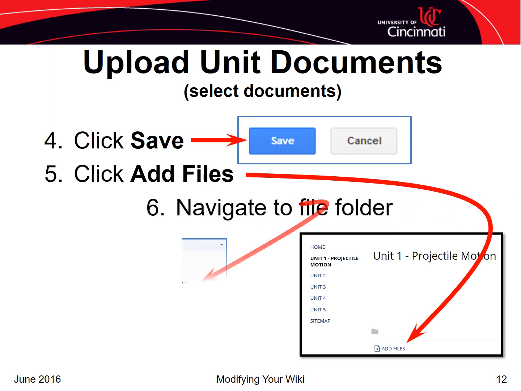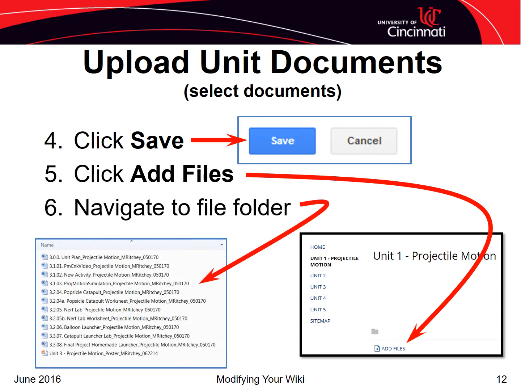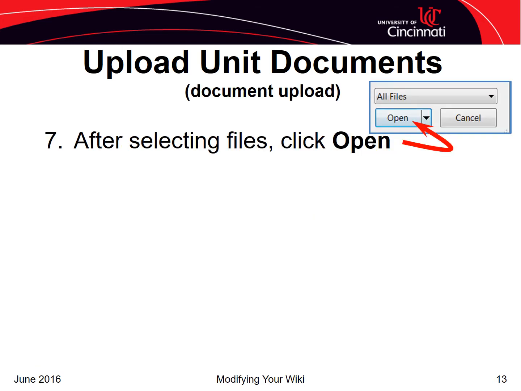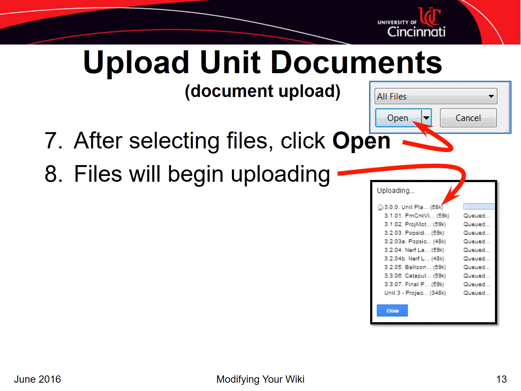A browse window will open to allow you to navigate to the folder containing your files. To select 2 or more files, hold down the Control key and click on any files you want to upload. If you want to upload everything in the directory, click on one of the files and then while holding down the Control key, press the letter A. This will select all of the files. Click the Open button and the files you have selected will be uploaded.